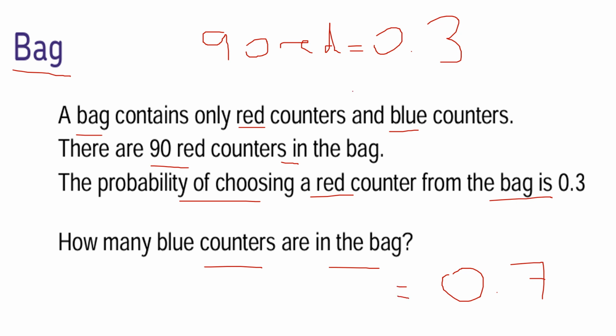Well, I can scale this down by dividing both sides by 3. Divide this by 3, divide this by 3. Because once we have what 0.1 is in terms of probability, then I can work out how much 0.7 is. So that'll be 10 red. So every 10 red represents 0.1.